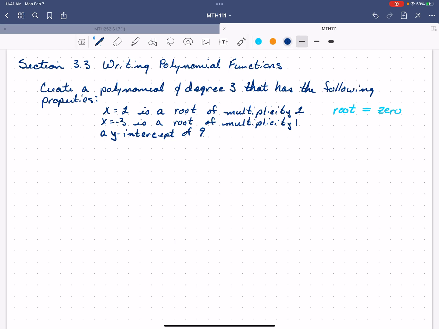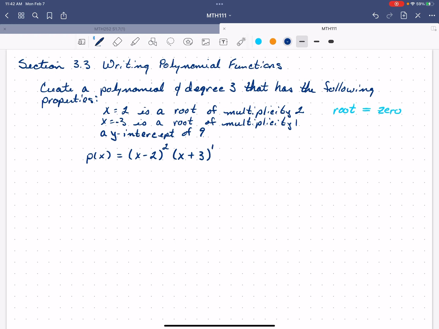So what do I know about this function? Well, let's give it a name. We're going to call it p of x. And I know that it has a root, or a 0, of multiplicity 2 at x equals 2, which means that x minus 2 is a factor, and it's a factor that is squared. And we have a root, or a 0, at x equals negative 3 of multiplicity 1, which means that x minus a negative 3, or x plus 3, is a factor with an exponent of 1.